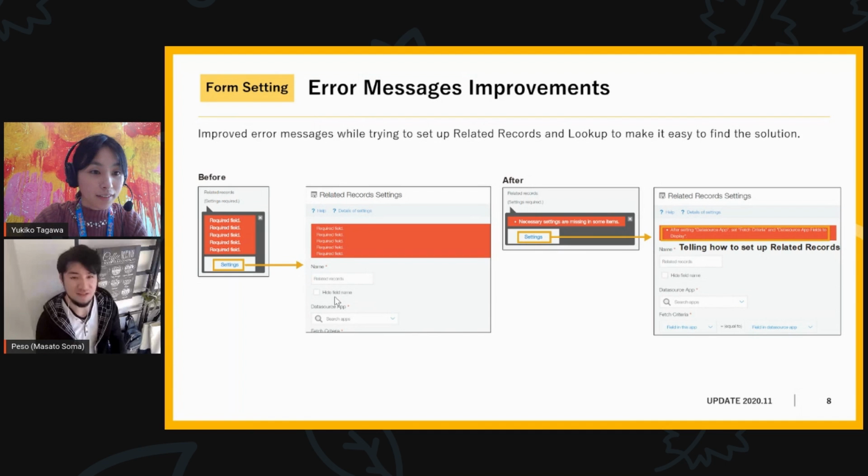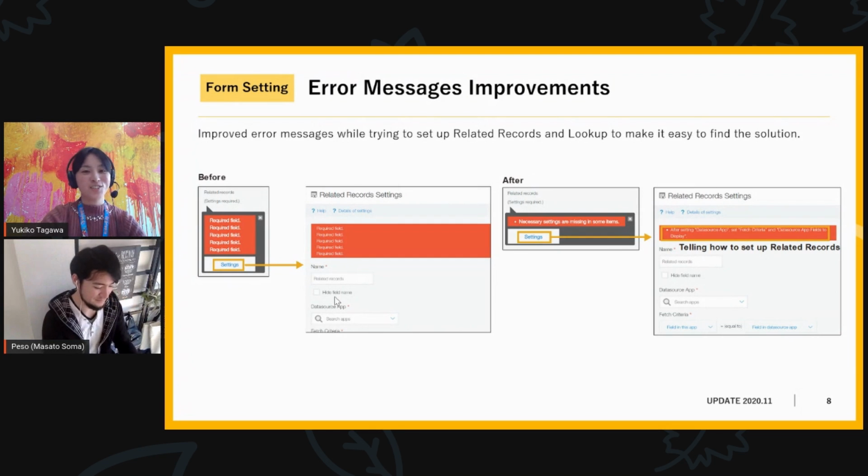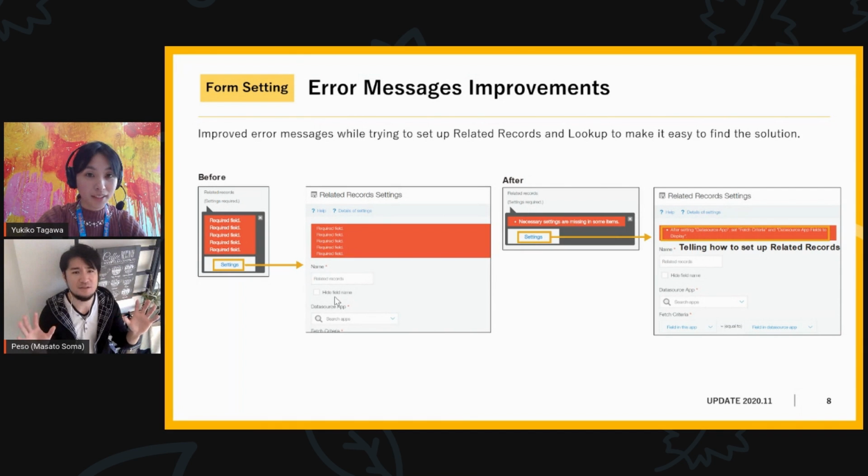Yes. So have you ever seen this error? Yeah, many error messages showed up, and I was surprised when I first saw this. So there's a function called related records and lookup. It's a function that lets you make a relationship between apps. You have to make settings like which app to which app, which field to which field, and what conditions. And sometimes you miss that relation, like you didn't make a relation to any app, or maybe you just missed the fields or something like that.